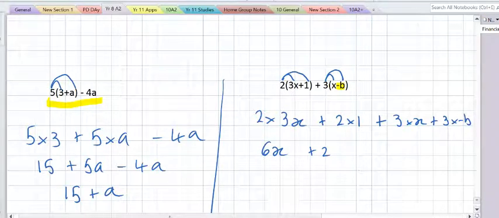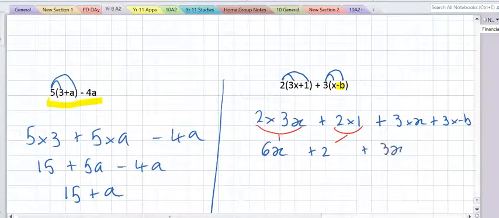And then when we simplify it for our next line, we have that going to there, that going to here. Then 3 times x is plus 3x. And our last one here, 3 times minus b is... Isn't that a positive or negative? Negative, because the signs are different. So we've got a positive 3 and a negative b. So we're going to make a minus 3b. That will come to there.